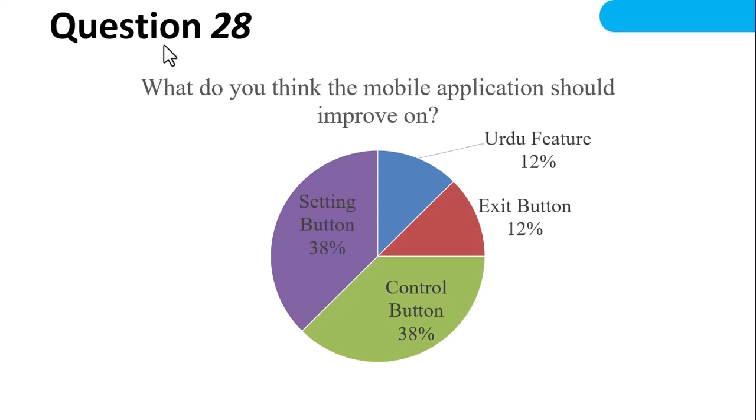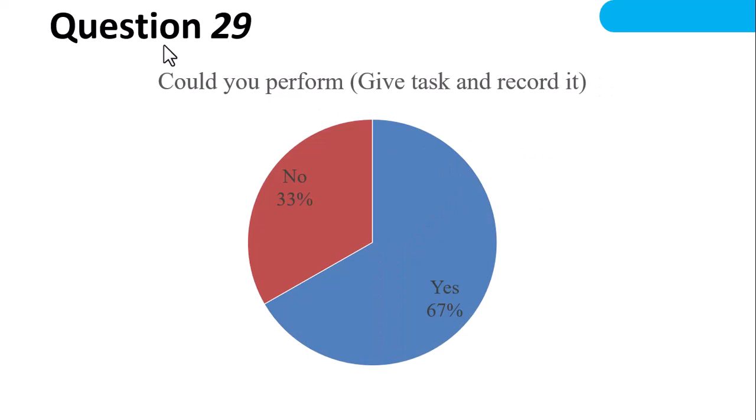Now the question is, what do you think the mobile application should improve on? And mostly people said there should be some buttons like a setting button, control button, Urdu feature option, and exit button. And at the end of the interview, I asked this question: could you perform? And 67% people performed, and 33% were not interested to perform.